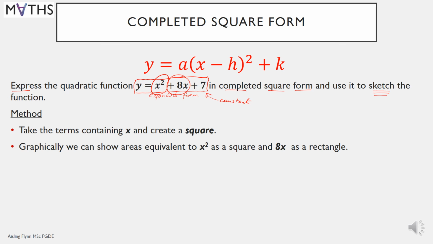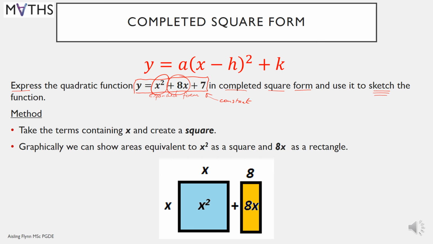So graphically we're going to show those areas equivalent to x squared and 8x. A square that has value of x squared is gotten by multiplying x by x, and length and width are the same, so we have a square shape. We're going to represent the 8x as a rectangle. Its value is 8x, and that's gotten by multiplying an 8 by an x. So we're using area to show us these. Alright, so follow on.